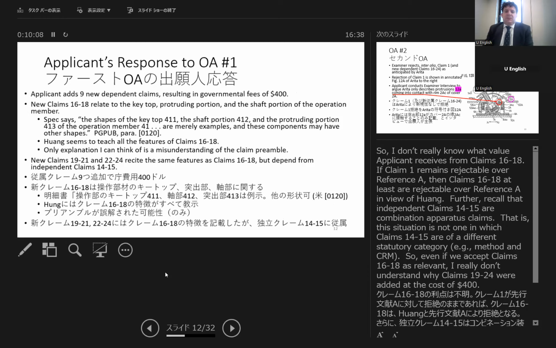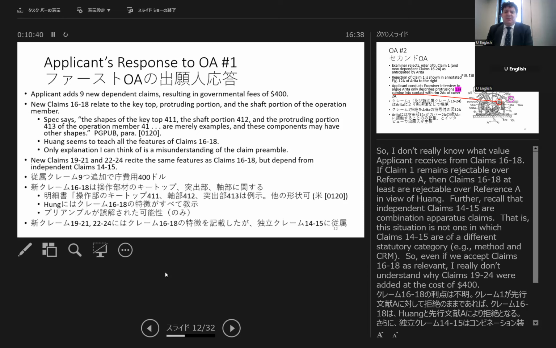So in their response, applicant added 9 new dependent claims. There was some room for dependent claims, so this only resulted in governmental fees of $400. There were basically 3 groups of dependent claims. The first one is claims 16 through 18. And these relate to the key top, the protruding portion, and the shaft portion of the operation member.